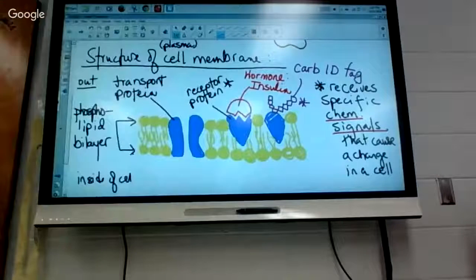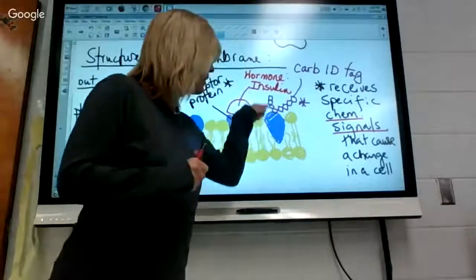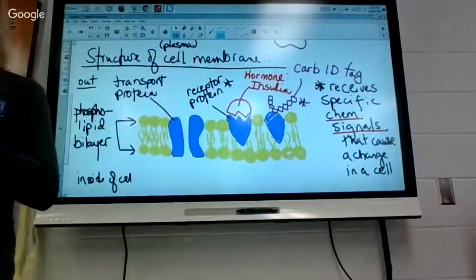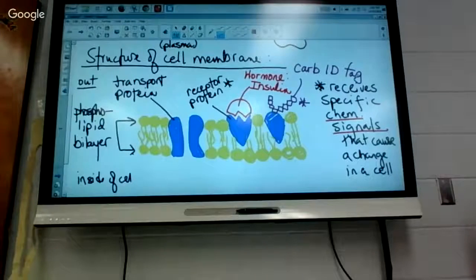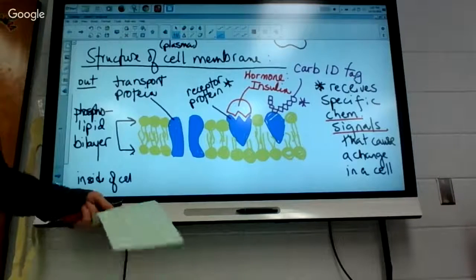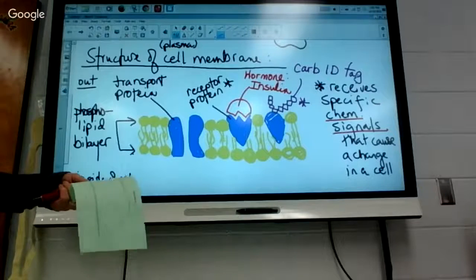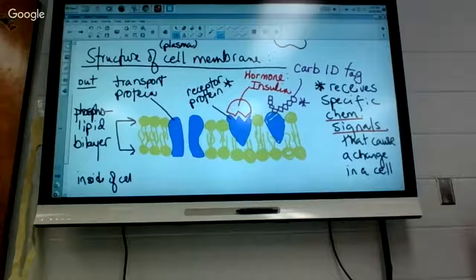So this is how your immune system knows when stuff comes into your body, it knows it's not yours. So what if a virus came into your body and it doesn't have your ID tag? What is your immune system going to do? Send out someone to get them. Yeah, so what kind of cells are going to do that? White blood cells.